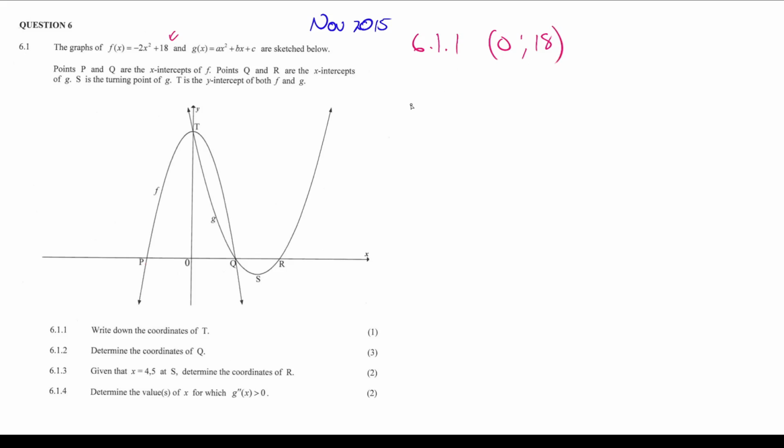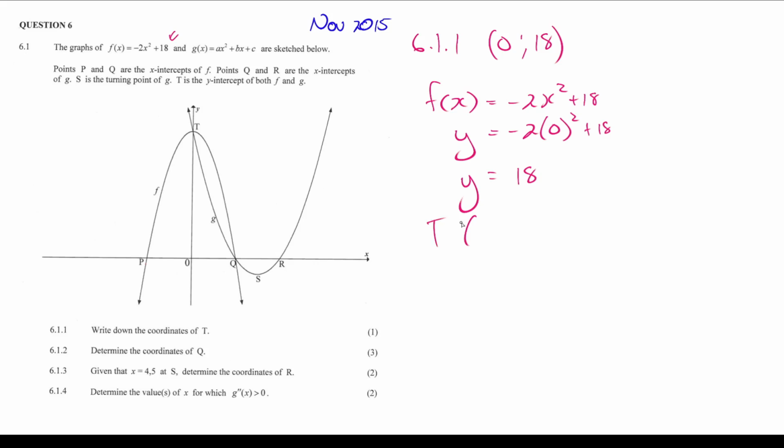Or let's say you're stressed and you don't think of it in the middle of the exam. You'd say, that's the y-intercept, so I take f of x equals negative 2x squared plus 18. I'm going to make x 0 because I want the y-intercept. Then 0 squared is 0, times negative 2 is 0, and I just have y equals 18. So the coordinates of T are 0 and 18.